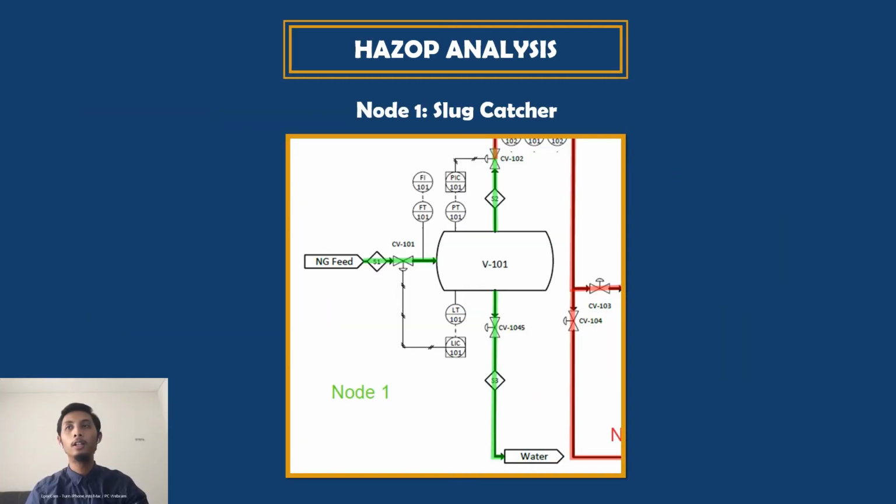Alright, first I will show you how we conduct the HAZOP. This is the first node, which is the slug catcher. As you can see, the green line is the node for the slug catcher. Alright, so we have seen this, then we go to the next.